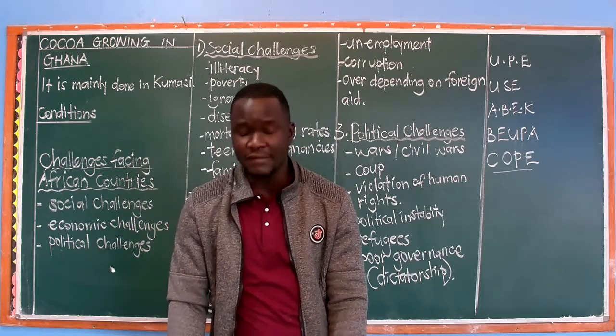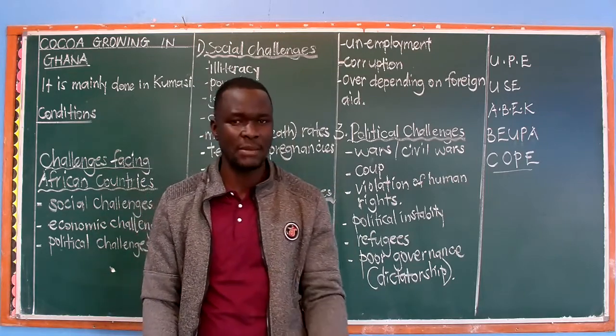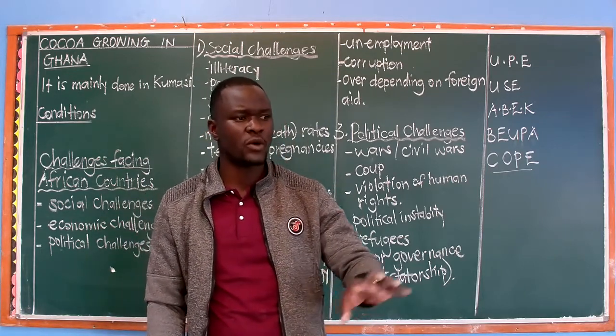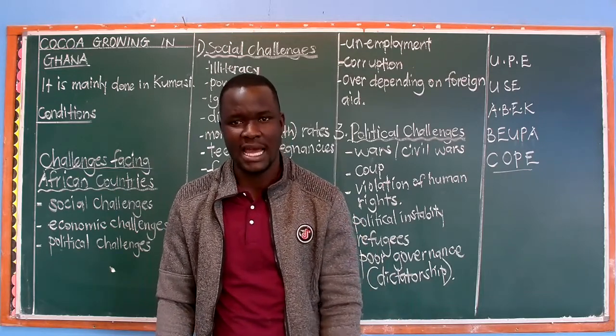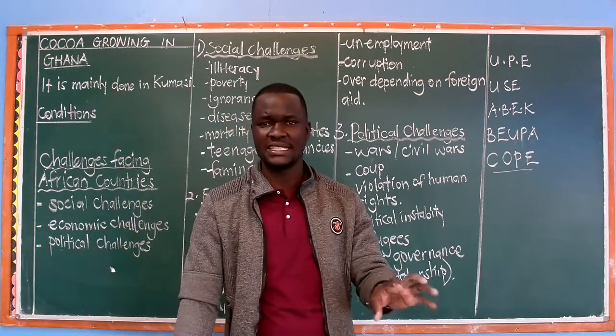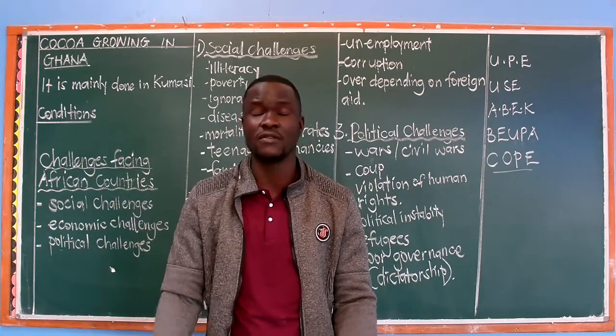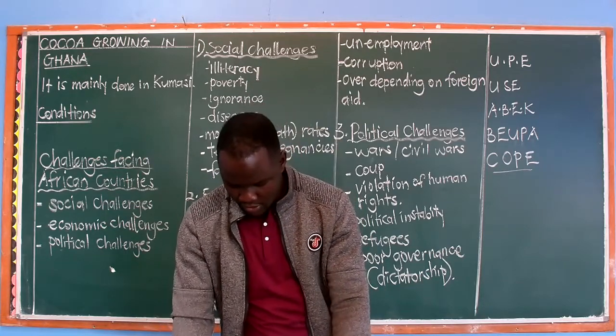Then we also have poor climate. Sometimes you'll find that people grew the crops fine, but the climate changed and the crops got dried in the garden. Then maybe the floods came and washed away the crops. At the end of it all, people don't have what to eat. Famine breaks out. So that is what we have.